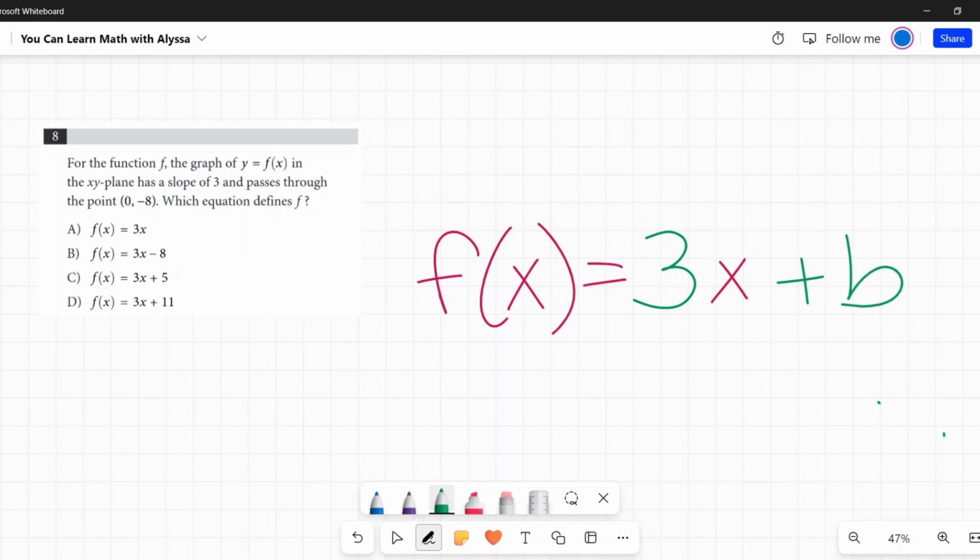So make this very clean. All right, so now we're just left, there we go, nice and clean. B being the y-intercept, as we just said, that y-intercept is -8. So I'm going to replace that with -8. So my final answer is 3x - 8, which is B.